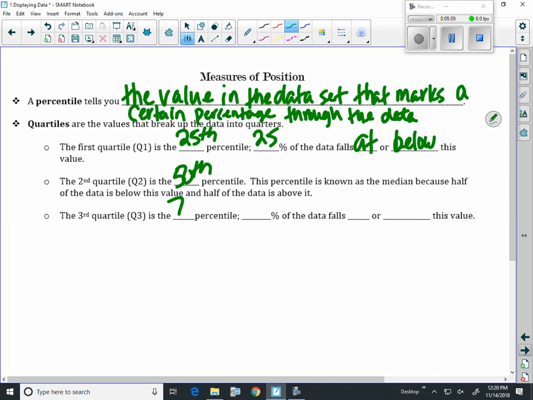All right, and then we have the 75th percentile, which means that 75% of data falls at or below that value.